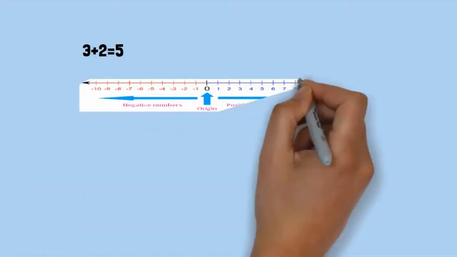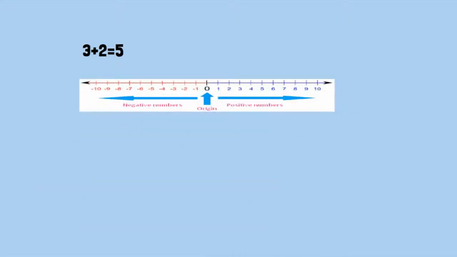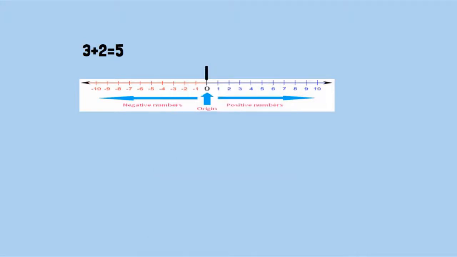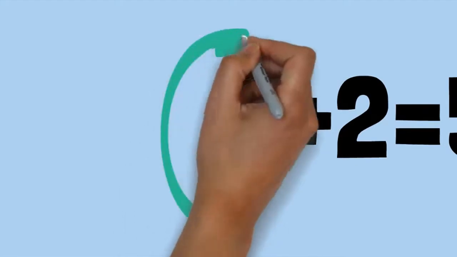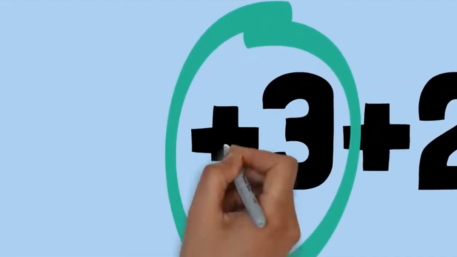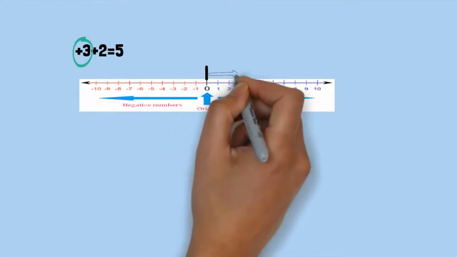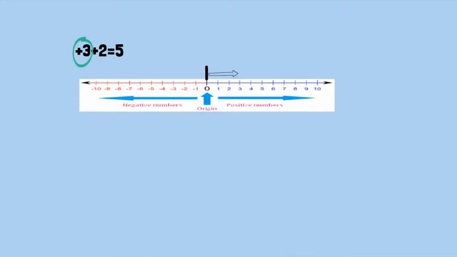We studied before the addition of natural numbers, and we know that 3 plus 2 equals 5. But if we want to represent this addition operation on a number line, we follow some steps. First step is drawing a number line like this, and remember that we always start from 0 and look to the integers we want to represent.